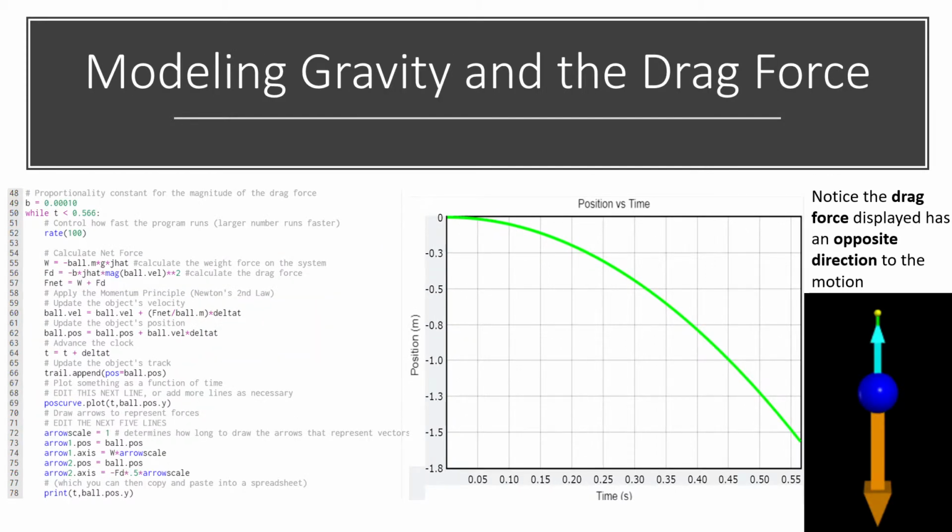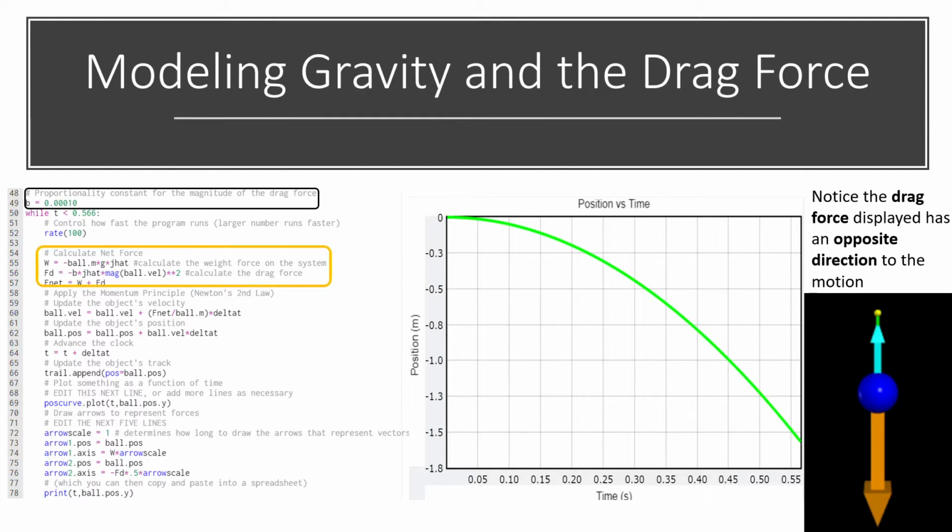Next, I created my second model that includes both gravity and the drag force. I started this the same way by calculating the weight force and finding a proportionality constant that fit my data. After doing this, I calculated the weight force and calculated the drag force, whose magnitude is proportional to the square of the ball's speed, but pointing in the opposite direction of the ball's motion. Lastly, I applied the momentum principle once again in the same manner.